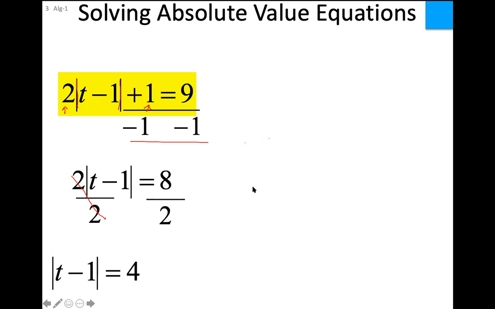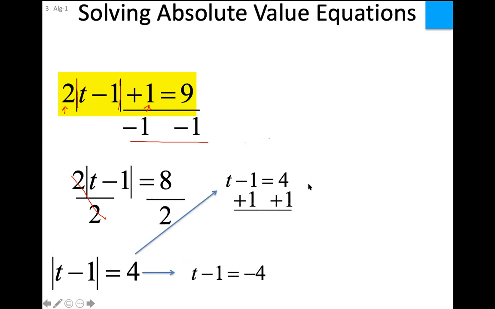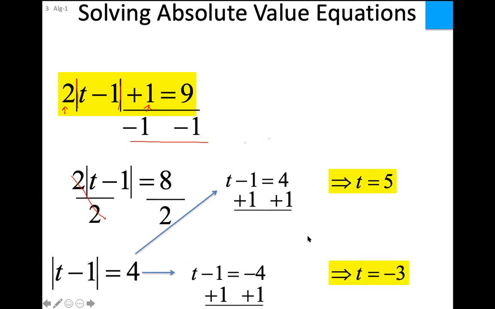Write the two equations. t minus 1 is equal to 4, and t minus 1 is equal to negative 4. You should be comfortable with this pattern now. On the top one, add 1 to both sides. That's t is equal to 5. 5 makes this true. Second one, add 1 to both sides. Negative 4 plus 1, negative 3. So the answer is t is equal to 5 or negative 3.